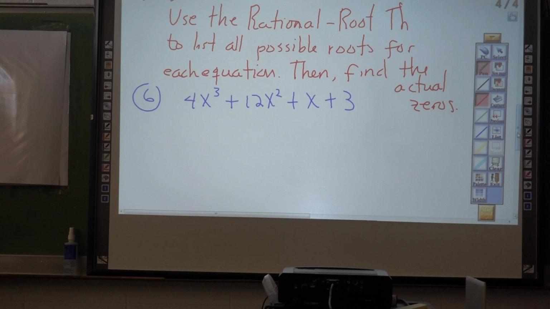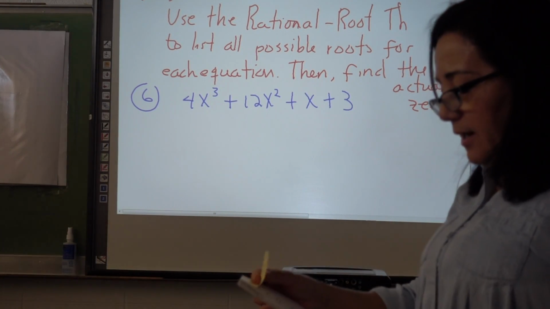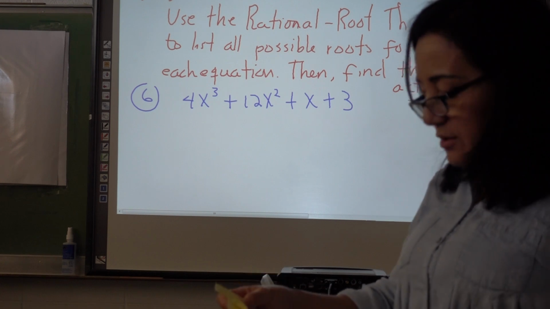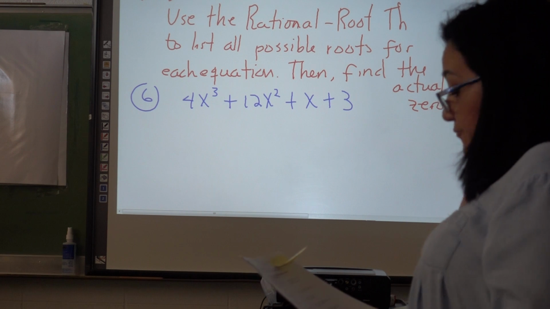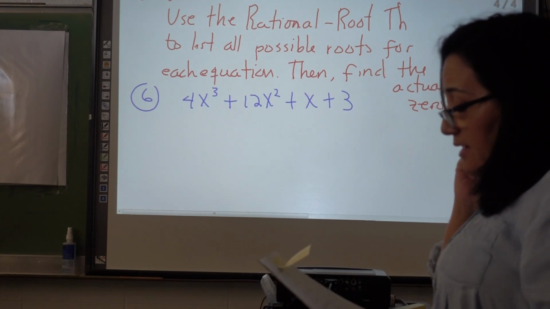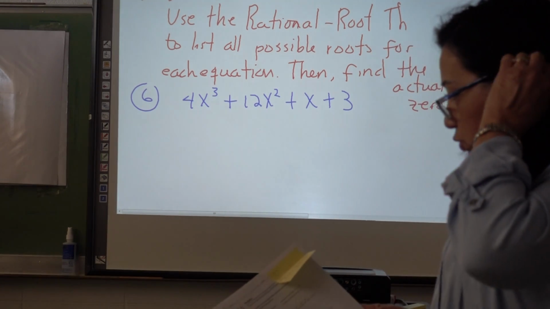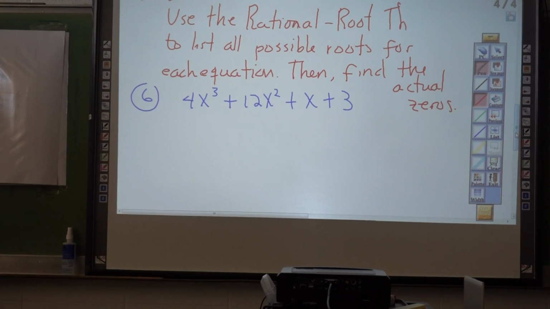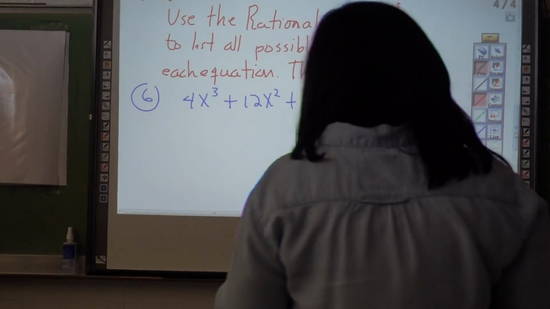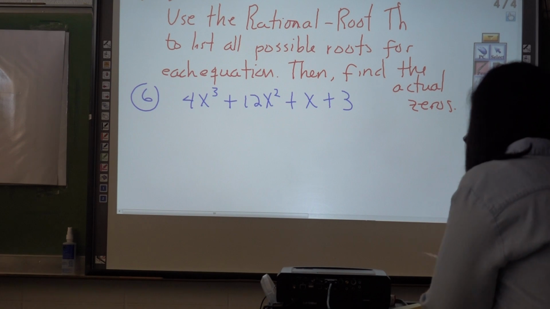This is a problem from section 5.5. In this section, we're going to use the rational root theorem to list all possible rational zeros for each equation, and then find any actual rational root. So what we're going to do today is what we did in class, last class, when I introduced this concept, the rational root theorem.